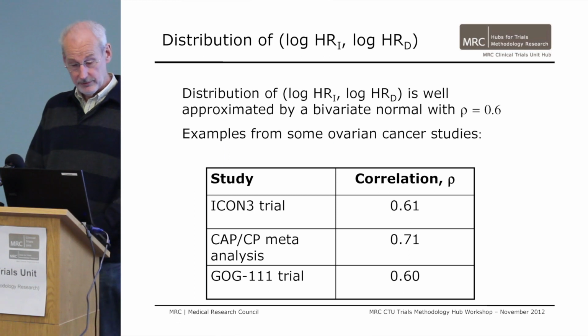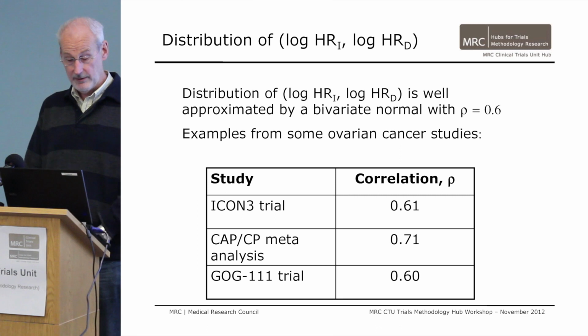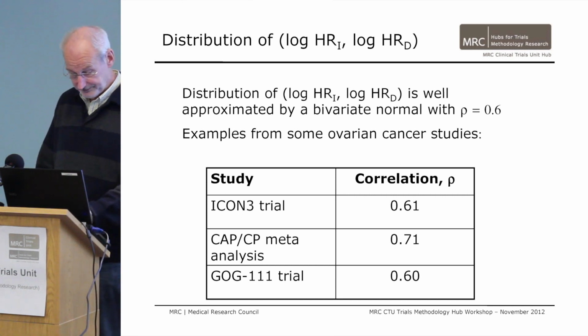Some examples of the sorts of correlations that you'll find in real studies. Again, these are all in ovarian cancer, different studies. The trial I just mentioned, the correlation is about 0.6. A meta-analysis also in ovarian cancer, we found about 0.7, and another ovarian cancer about 0.6. So this is fairly consistent.